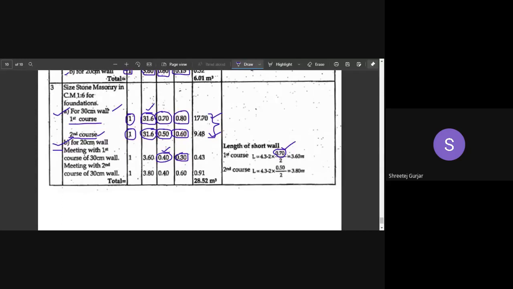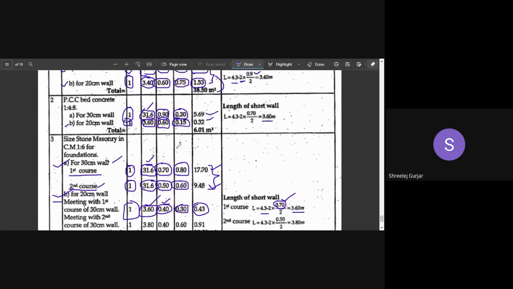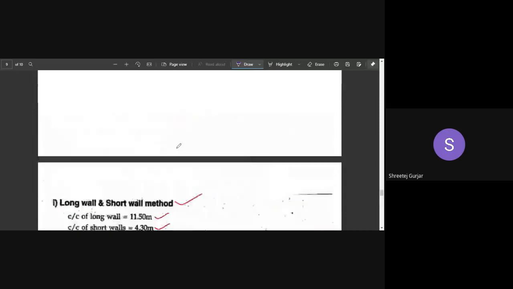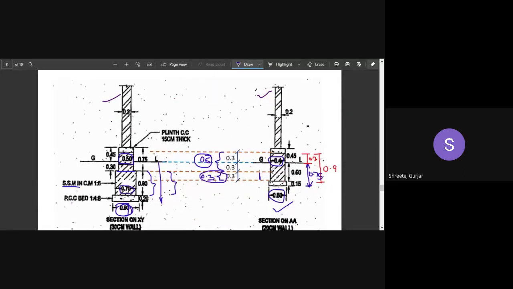So in deductions, you have to use 0.7. So the length is 4.3 minus 2 into 0.7 by 2. So it is 3.6. So you have to use 3.6 into 1 into 0.4 into 0.3. So we get the quantity as 0.43. Okay, so this is your calculation up to 0.3 meters. So we have done the calculation of this part. Okay, so this part is over.